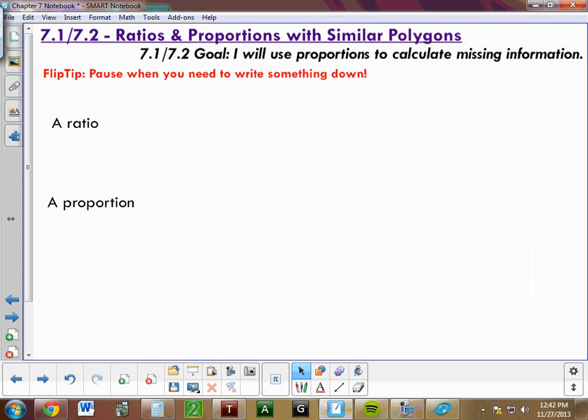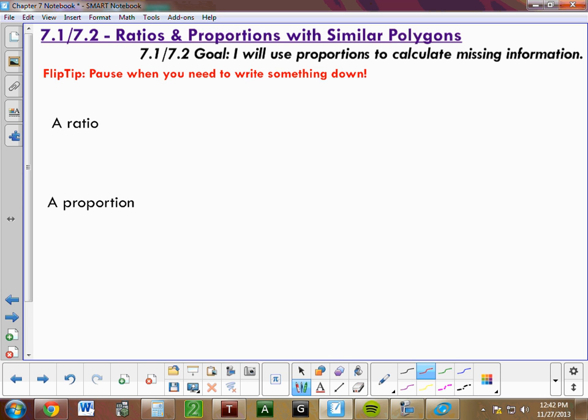I'll try and make this as short as possible, but we are starting with 7.1 and 7.2, ratios and proportions with similar polygons. One tip as we do these videos: if you need to pause to write something down, you can. I'm not really going to pause for you like I would in class, because it's just going to make the video longer. So I'll do this and we'll see what you think. I'm going to jump right in.